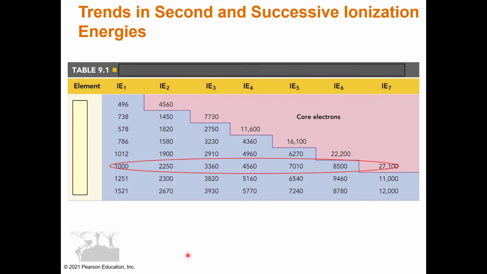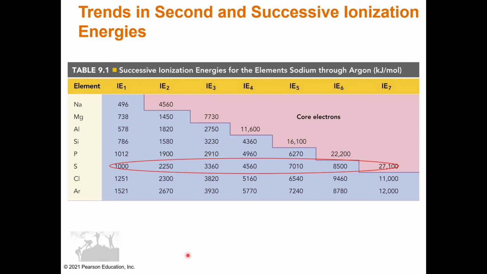If I point out this set of ionization energies, you should be able to tell me which element in the third row corresponds to this set. So that would be sulfur. How do we know that?